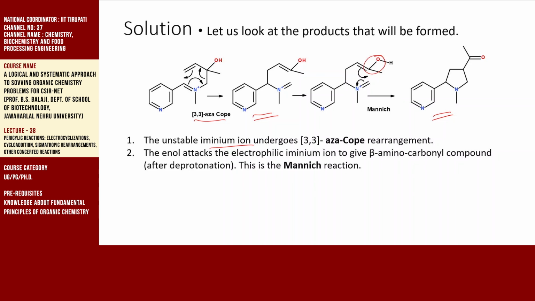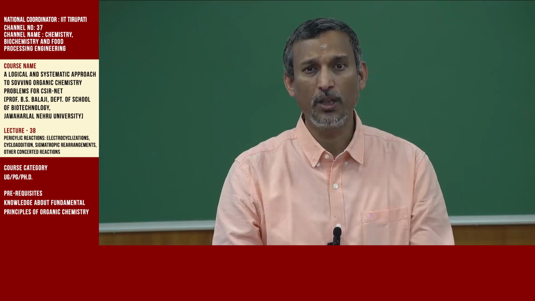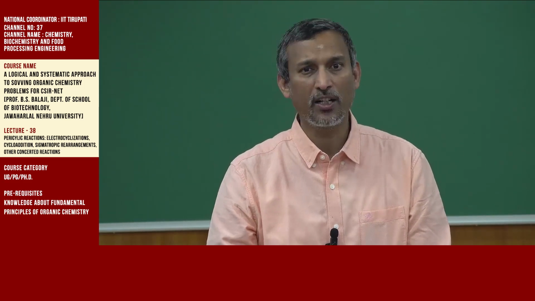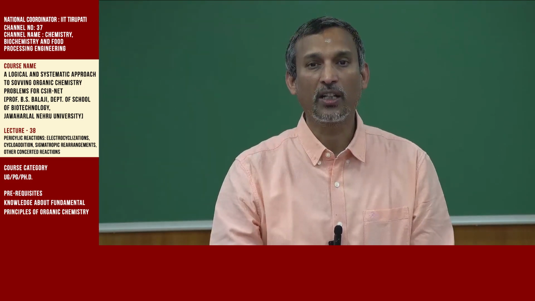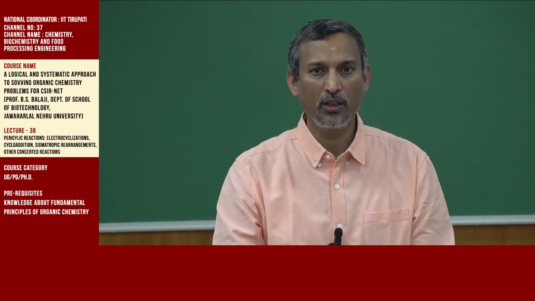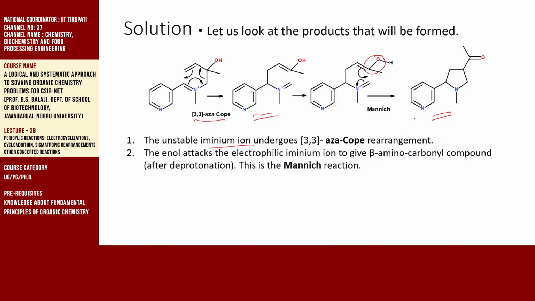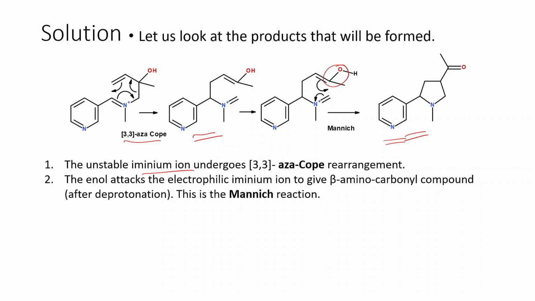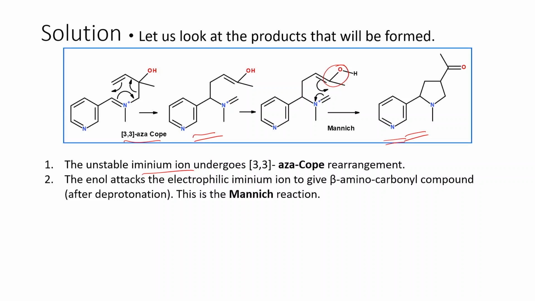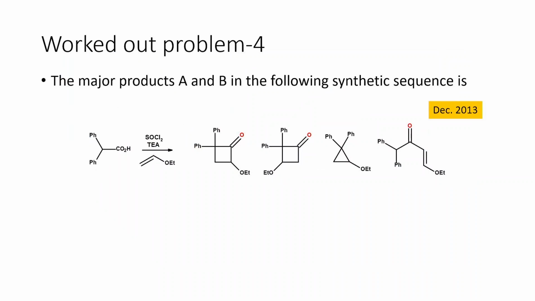So this is where the whole sequence of reactions, that is, the first step is the iminium ion formation, followed by the 3,3 sigmatropic shift, and the final reaction is the Mannich reaction, is the correct option for the conversion of the starting aldehyde to the final product given here. So option A is the correct answer for this particular question. And let us move on to the next problem.